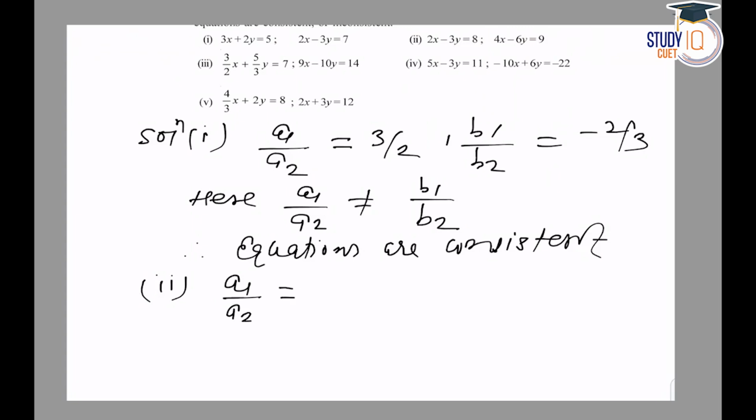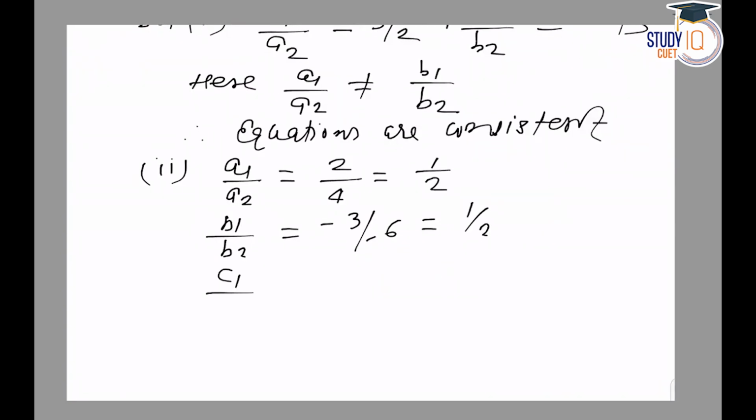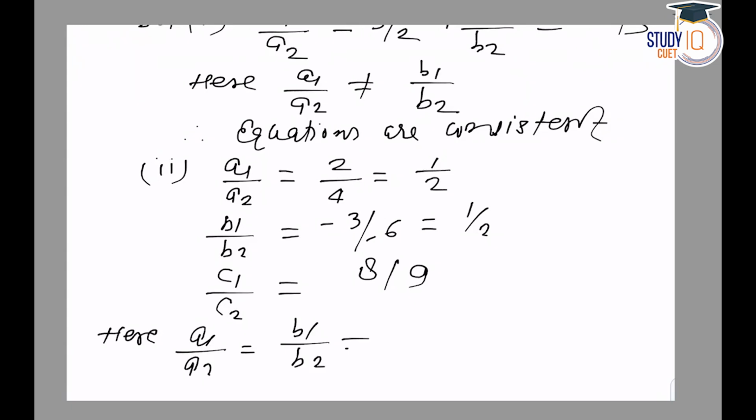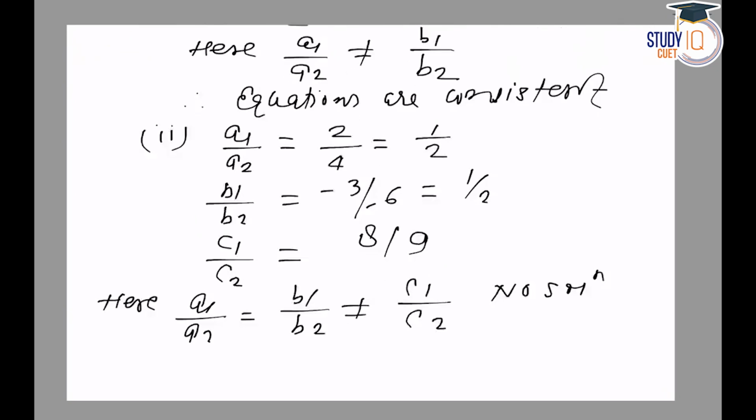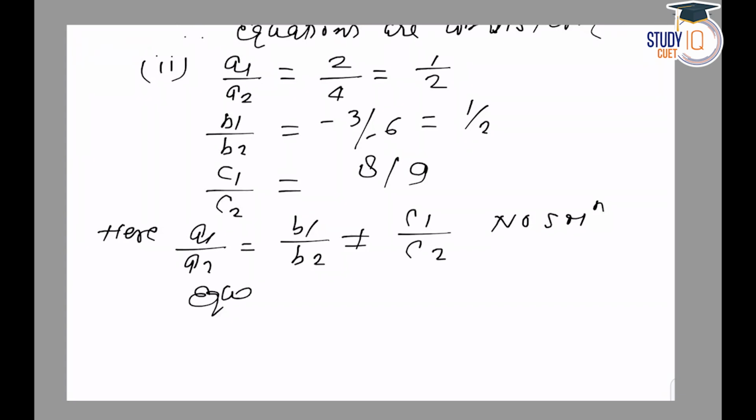a1 upon a2 equals 2 by 4, that is 1 by 2. b1 upon b2 is minus 3 by minus 6, that is 1 by 2, and c1 upon c2 equals 8 by 9. So here a1 upon a2 equals b1 upon b2, not equals c1 upon c2, that is the case of no solution. Hence the equations are inconsistent.